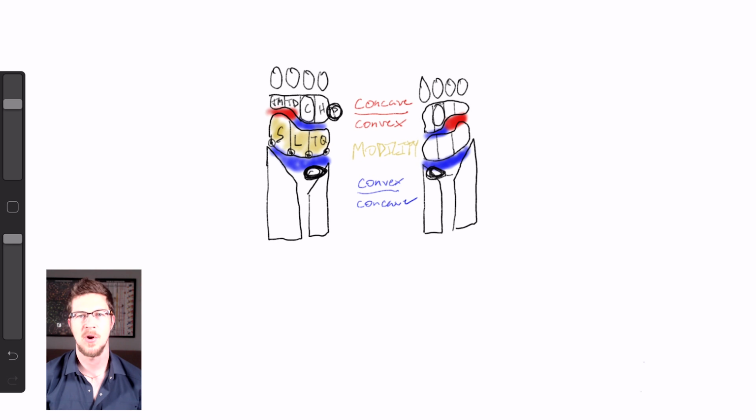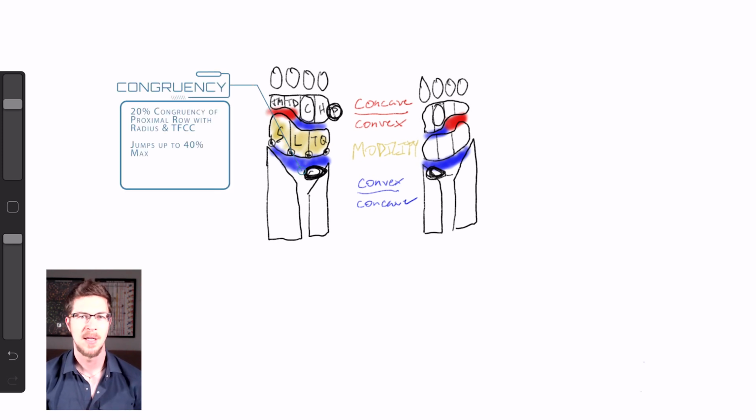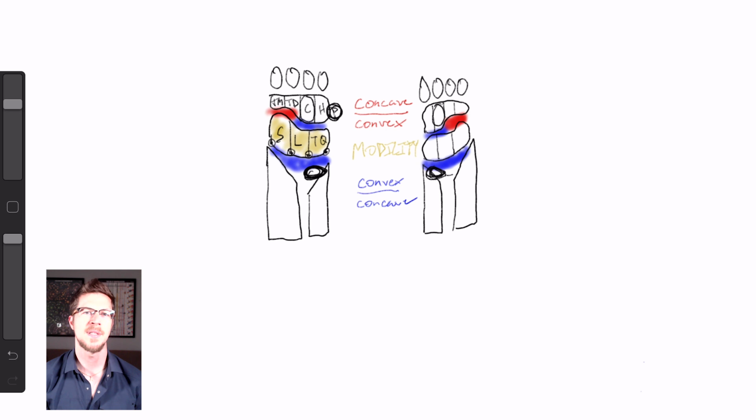But in fact, the radiocarpal joint typically only has about 20% surface contact with the proximal row, which gets up to about 40% in certain situations. So this joint incongruency, in addition to the angles provided by the radius, which we'll see soon, adds for greater possibility of range of motion.